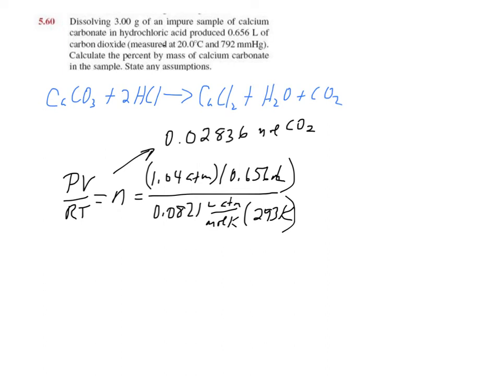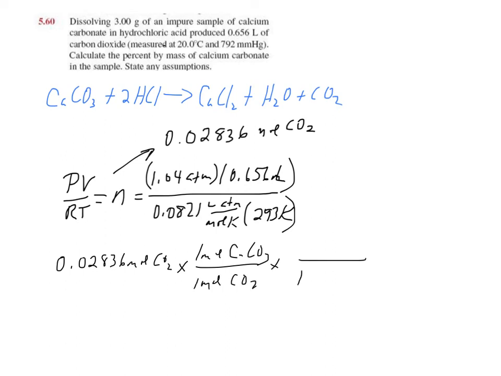Now we're going to take the moles of CO2 and translate that into grams of calcium carbonate. So our 0.02836 moles of CO2 times 1 mole of calcium carbonate for every 1 mole of CO2 times 1 mole of calcium carbonate has a mass of 100.1 grams of calcium carbonate. And when we do this, we find the mass of the calcium carbonate to be 2.84 grams of calcium carbonate.